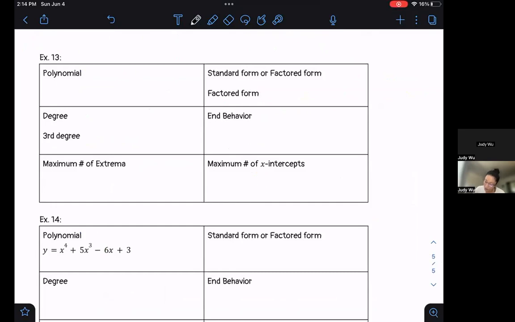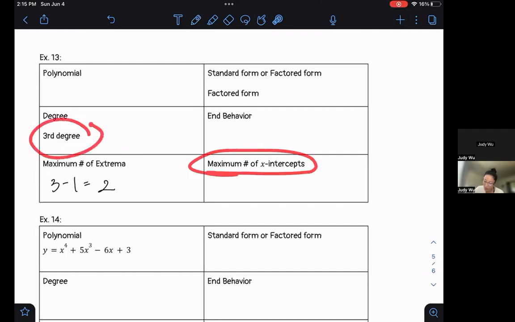All right, so 13, I want a polynomial in factored form that is 3rd degree. So let's see what that might look like. Now, there's a lot of possible answers for this one, okay? But we know if it's 3rd degree, that the maximum number of extrema is 3 minus 1 or 2, meaning I can have at most 2 bumps, all right? Now, the maximum number of x-intercepts, though, that is the same as the degree. So that is going to be 3. So I can have at most 3 x-intercepts, all right?